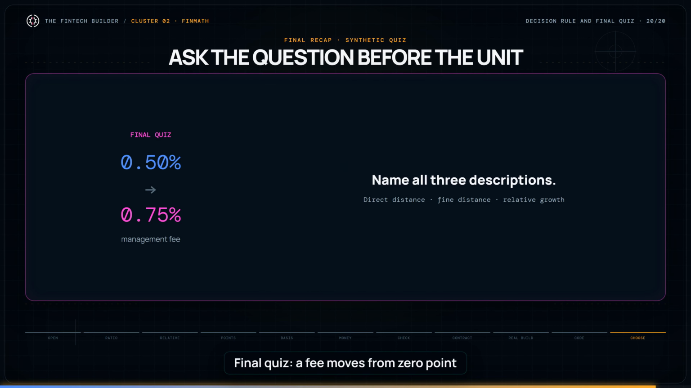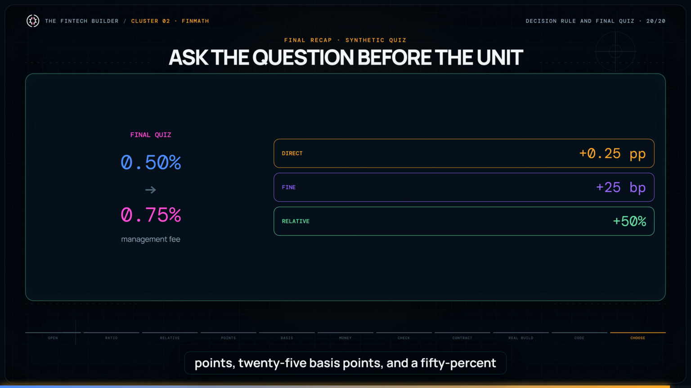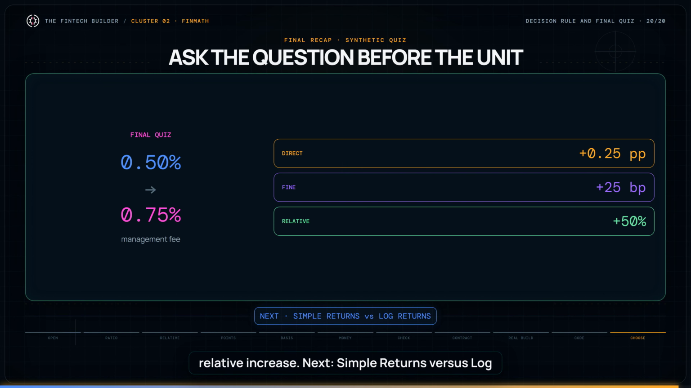Final quiz. A fee moves from 0.5 to 0.75%. The answer is 0.25 percentage points, 25 basis points, and a 50% relative increase. Next, simple returns versus log returns.